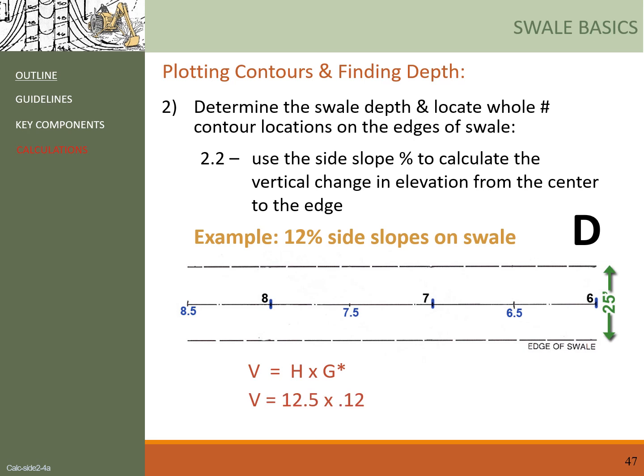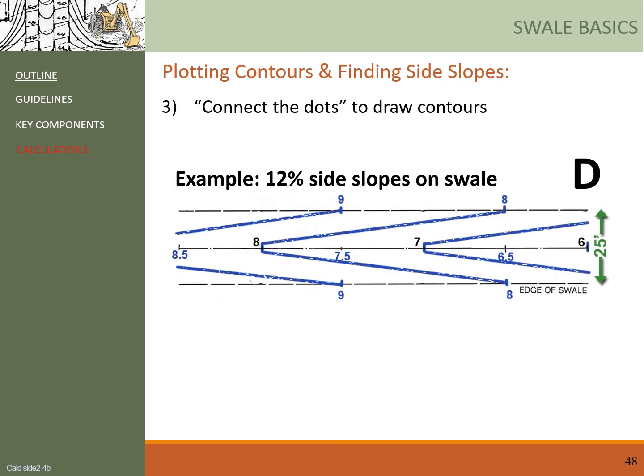H multiplied by G. H in this case again is half of the width, 12.5 feet, and G is 12% divided by 100, so 0.12. Now V equals 1.5 feet, so that means the depth of the swell here is 18 inches. And the last step is just to connect the dots like before, right?